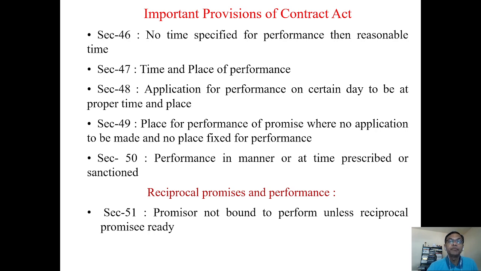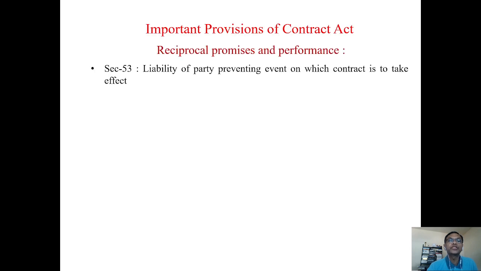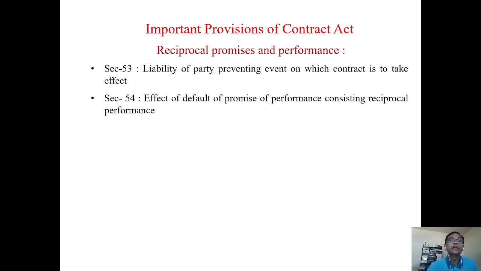Likewise, the promisor is not bound to perform unless the reciprocal promisee is ready. Suppose an owner is not in a position to give the site, so he cannot ask the contractor to perform. The contractor is excused from performance. Order of performance of reciprocal promises: if in the contract the order of performance is given, then in the same order the performance has to be accomplished. Next, liability of a party preventing the event.